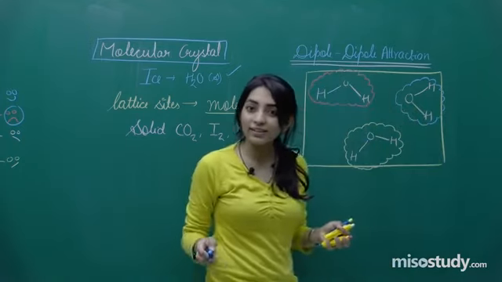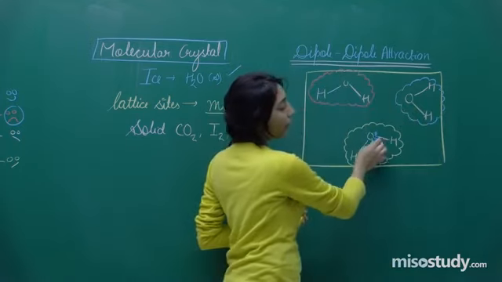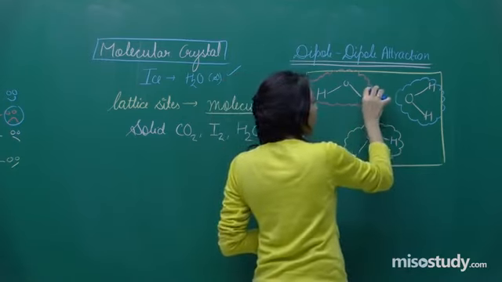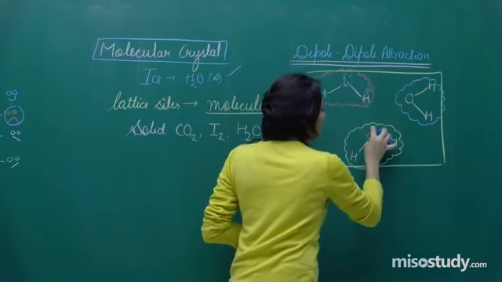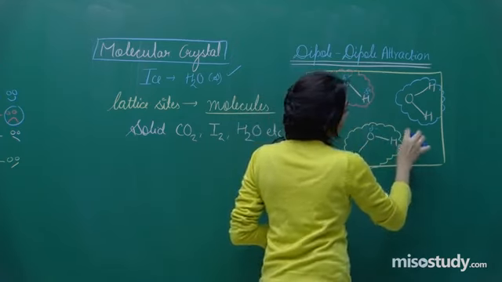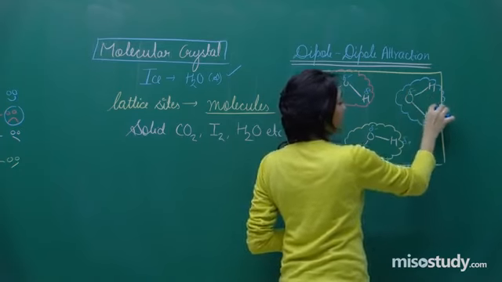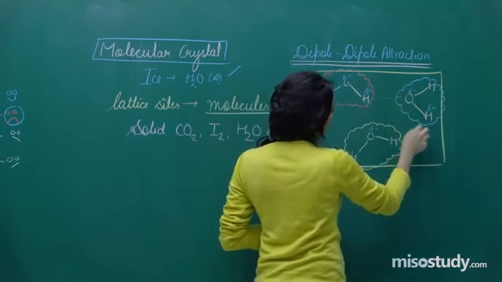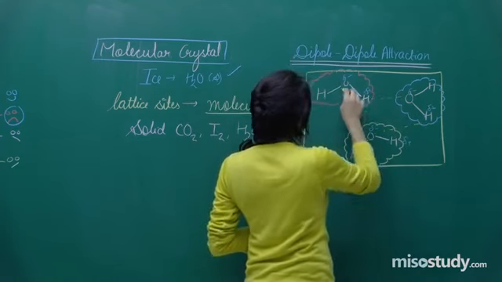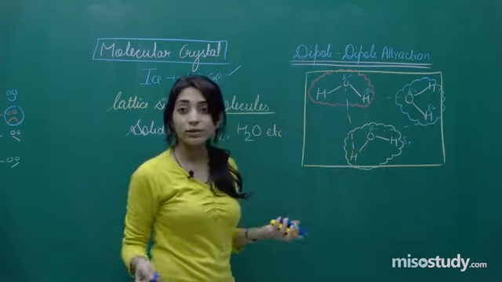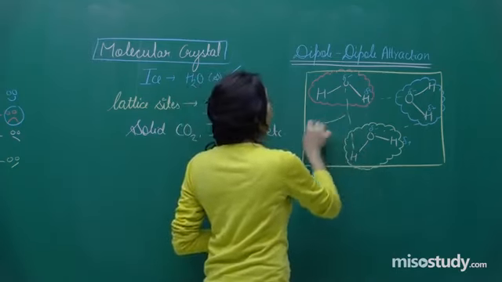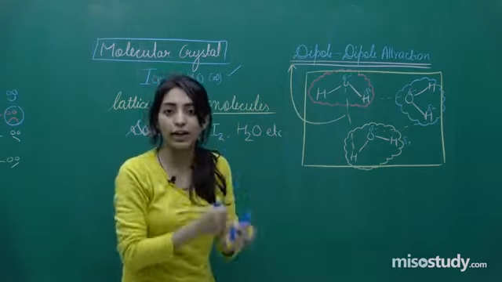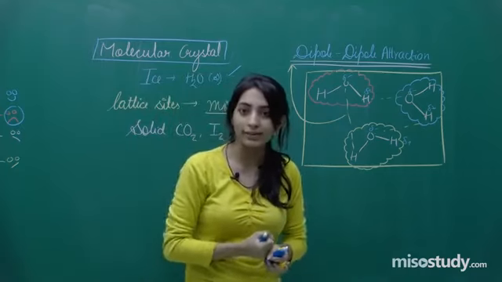So there are so many lattice sites, right? But the lattice sites are occupied by what? Molecules, right? Now see, this I know is delta plus, this I know is delta minus. This is delta minus, this is delta plus, delta minus, delta plus, right? So if I know all these things, don't you think I can draw this? I can draw this. So what are these? These are dipole forces of attraction which are holding the molecules together in a molecular crystal.